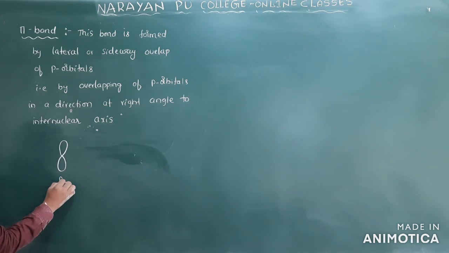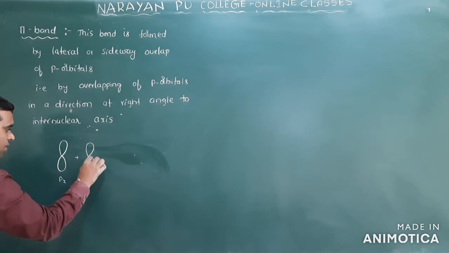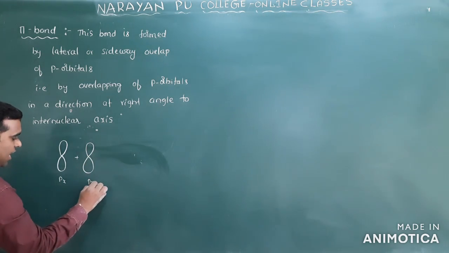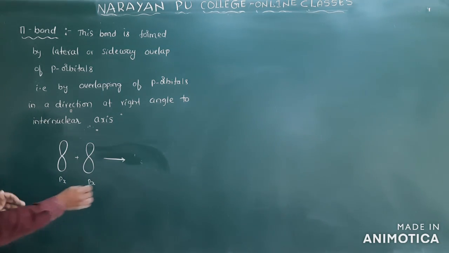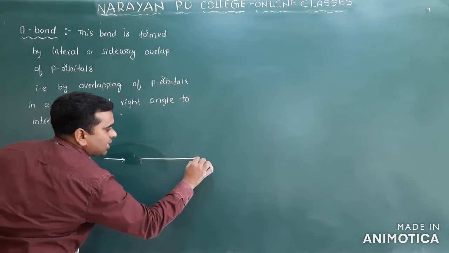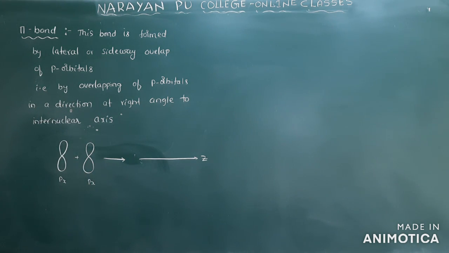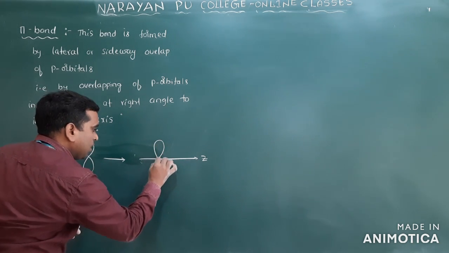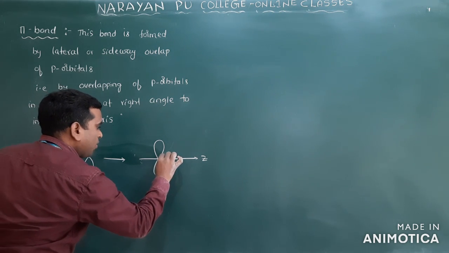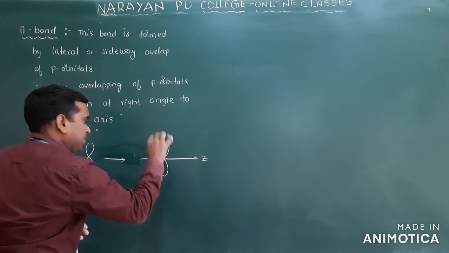Simple. I will take one example here, and the px orbital I will take. This is the px orbital, and another px orbital. Clear? So now two atomic orbitals overlap each other. This is the internuclear axis. I have mentioned already, the z axis is considered as the internuclear axis. Now overlapping will take place. This is overlapping.